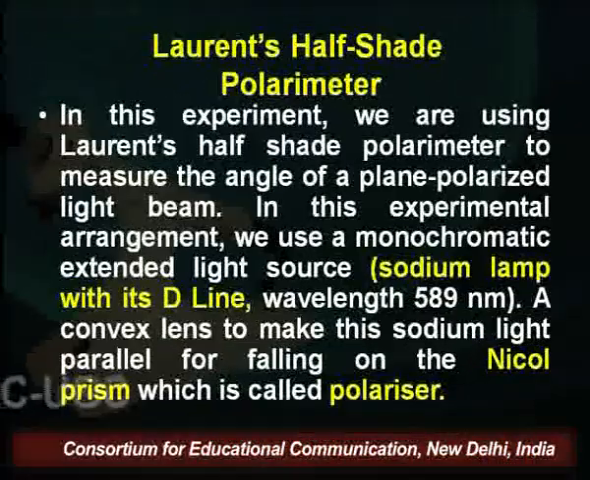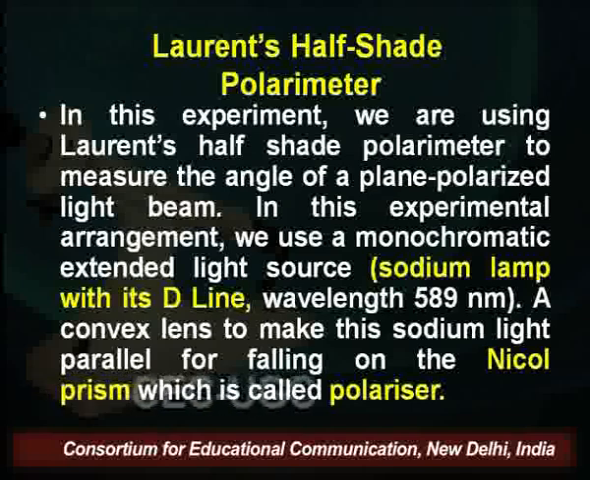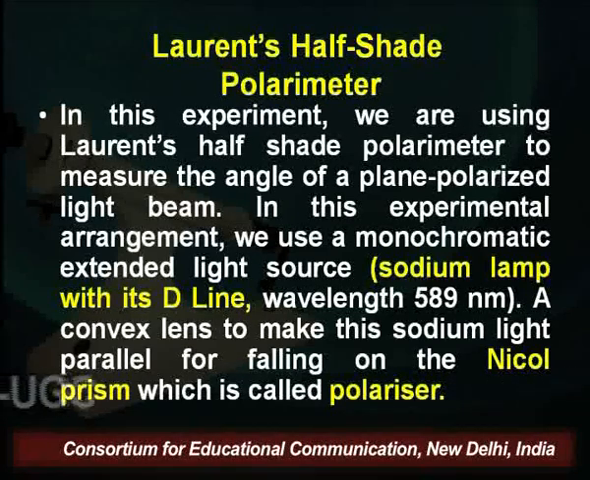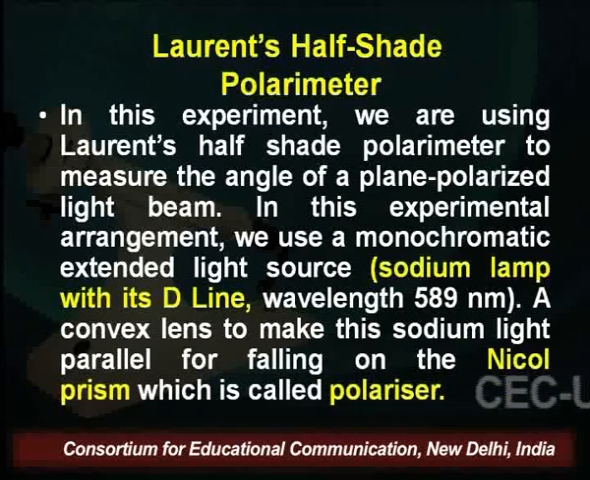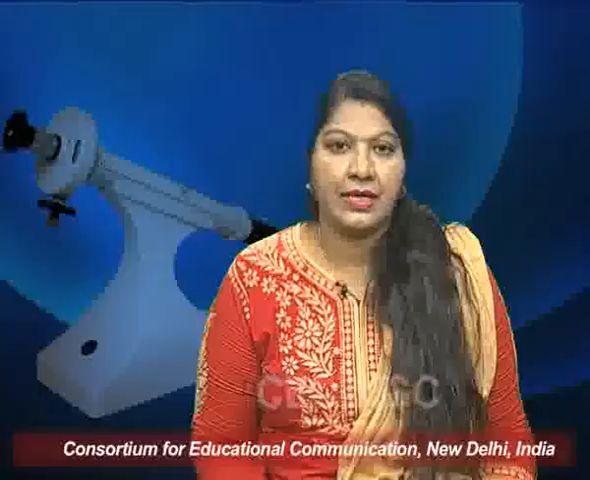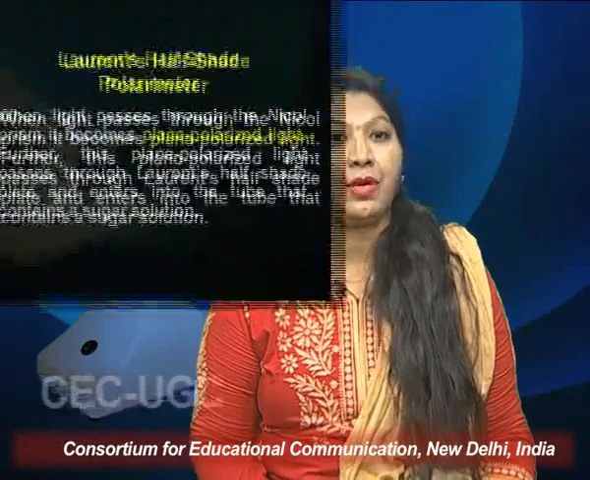In this experiment we are using the Lorentz half shade, which is made of quartz as well as glass. In this arrangement we use a monochromatic extended light, as we discussed. We use a sodium lamp, whose wavelength is 589 nanometer, and a convex lens to make this sodium light parallel, falling on the Nicol prism. Basically the Nicol prism is a polarizer. When light passes through this Nicol prism, it becomes plane polarized light.